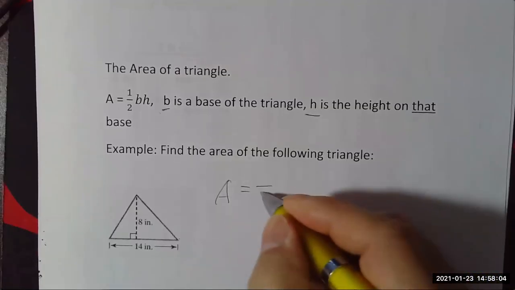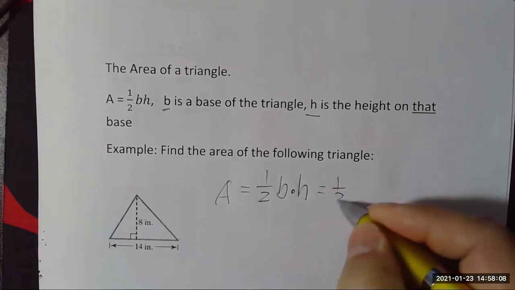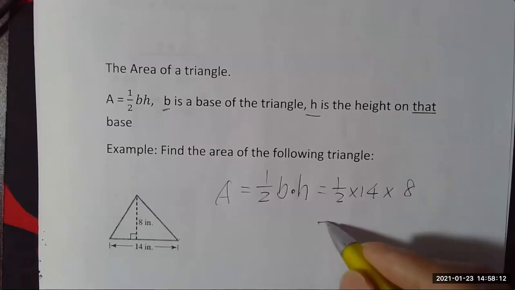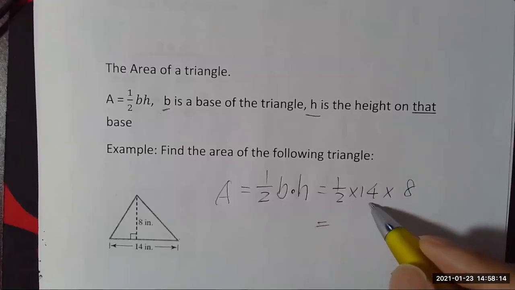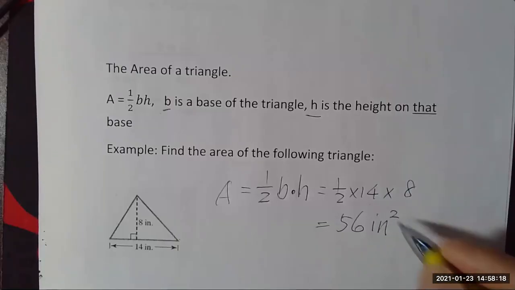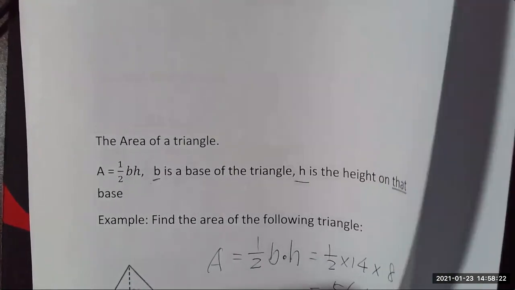Area equals half times base times height equals half. Base is 14, height is 8. So half of 14 is 7, 7 times 8, 56. So 56 square inches. So this is straightforward.